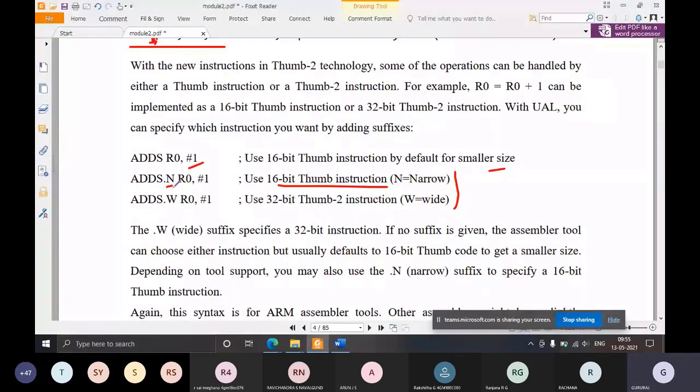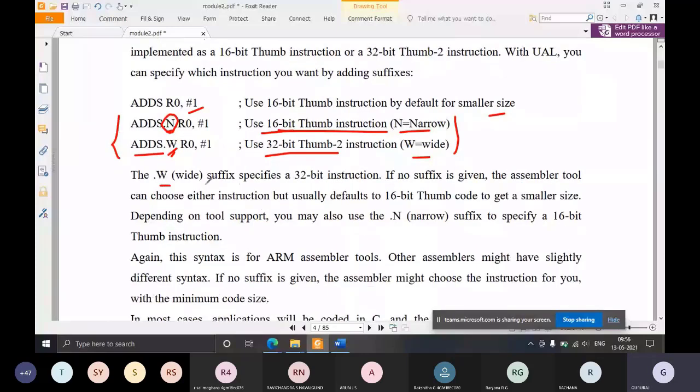And here, the next instruction is ADDS.W. See, .W indicates you are trying to use the 32-bit version of ADD. So N means narrow, W means wide. By using the UAL syntax, you can choose between the 16-bit version or the 32-bit version. So that is what is explained. .W specifies a 32-bit instruction.